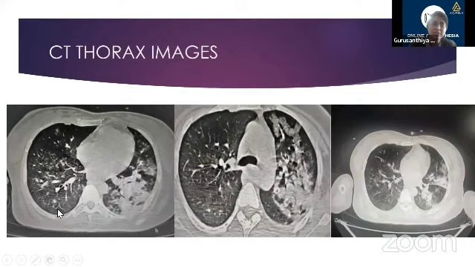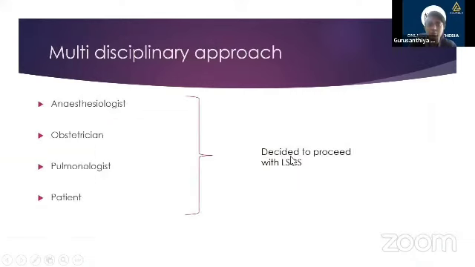This is the CT thorax image, which shows gross, dense ground glass opacities in the subpleural region in the left lower zone, and in the right mid zone it was starting to occur. And the left lung was grossly damaged because of the events of the COVID.